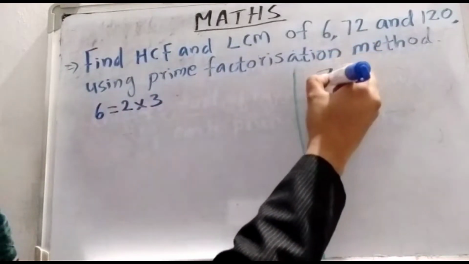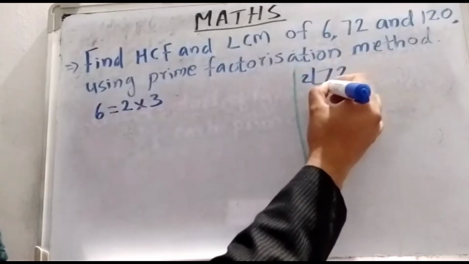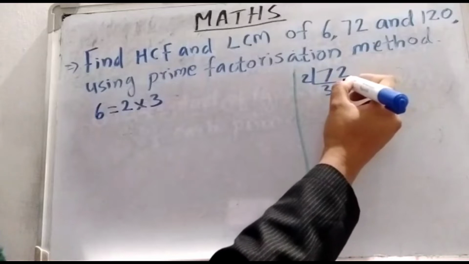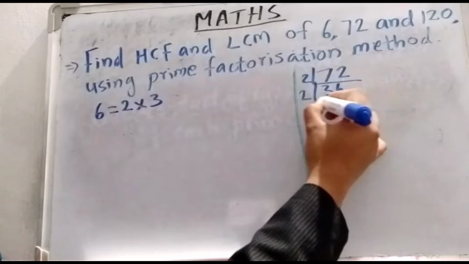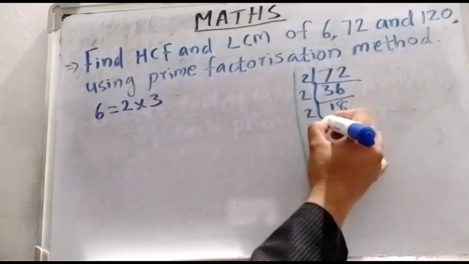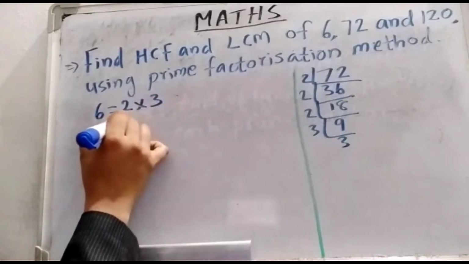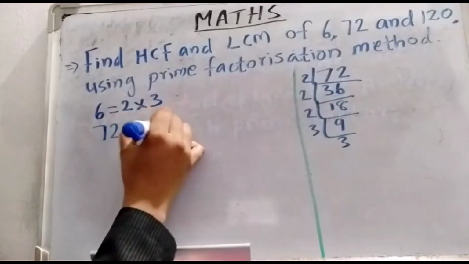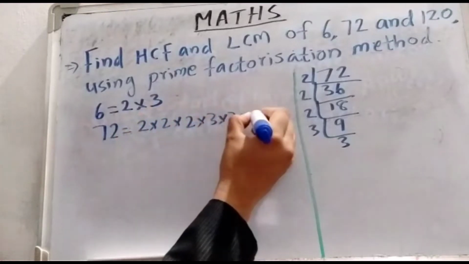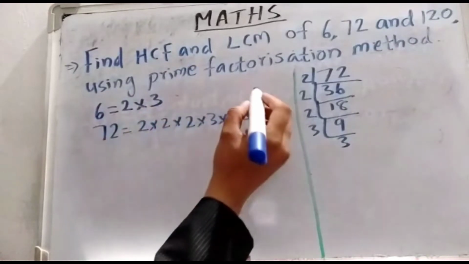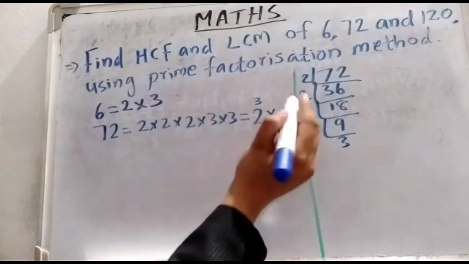Then factorize 72. 72 divided by 2 is 36, then 18, then 9, then 3, 3. So 72 is equal to 2 into 2 into 2 into 3 into 3. That is 2 three times, so 2 cube into 3 square.